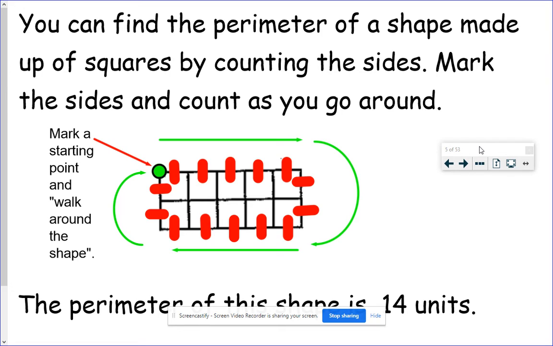I told the students in class today, mark a starting point, such as this dot right here. On your paper, if you're doing a paper pencil version, you can dot the upper left-hand corner and just walk around the shape, drawing the tick marks like this, and count as you go. 1, 2, 3, 4, 5, 6, 7, 8, 9, 10, 11, 12, 13, 14. And so the perimeter of this shape is 14 units.